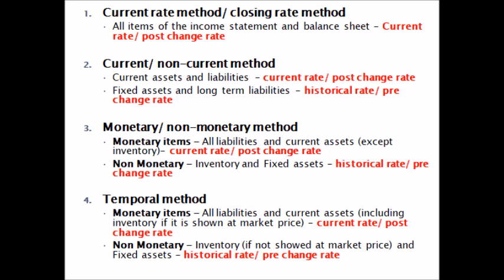The fourth method is temporal method. Here also the items are divided into monetary items and non-monetary items. Monetary items include all liabilities and current assets, including inventory if it is shown at market price, which will be recorded at current rate, and non-monetary items include inventory if it is not shown at market price and fixed assets. These items will be recorded at historical rate.